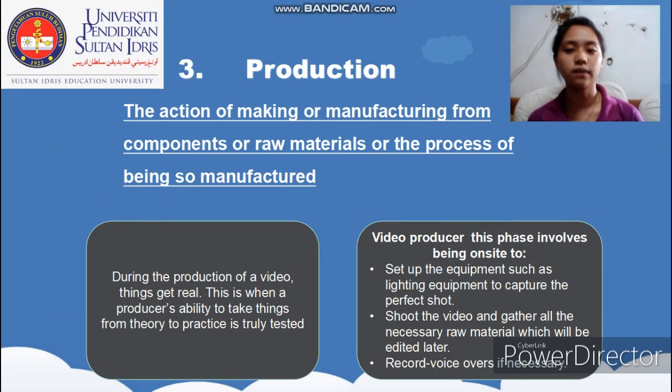Next one is production. Production is the action of making or manufacturing from components or raw materials, or the process of being so manufactured. During the production of a video, things get real. This is when a producer's ability to take things from theory to practice is truly tested. For a video producer, this phase involves being on site to set up equipment such as lighting to capture the perfect shoot, gather all the necessary raw material which will be edited later, and record voice overs if necessary. In the production phase is where all the actual shooting starts.